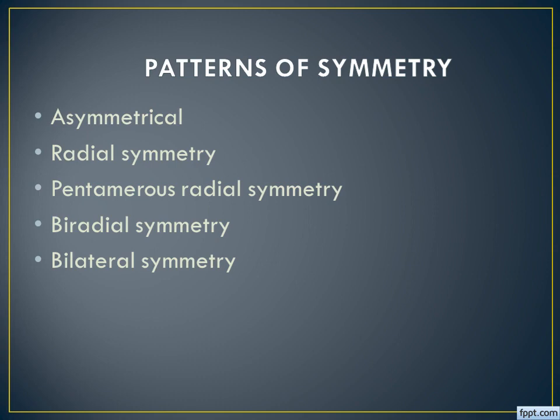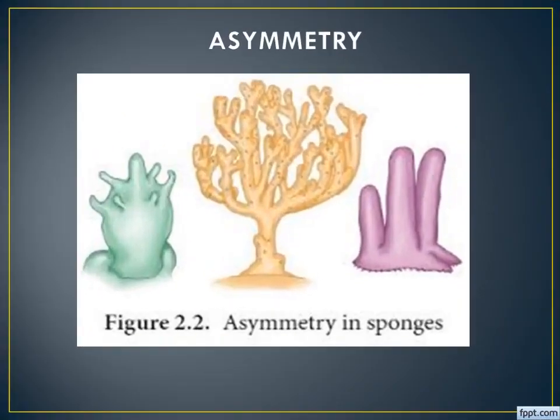Let us see. So the first one is asymmetry, the second one radial symmetry, the third one pentamerous radial symmetry, the fourth one biradial symmetry, and the fifth one bilateral symmetry. Okay, let us see one by one. So the first one is asymmetry. Here there is no symmetry for these animals, which means in whatever direction or in whatever plane we cut this animal, it never gives 2 equal halves. That type of animals are known as asymmetrical animals. Example we can say sponges. Since there is no proper shape at all, we cannot cut this animal into 2 equal halves. Understand? Okay.